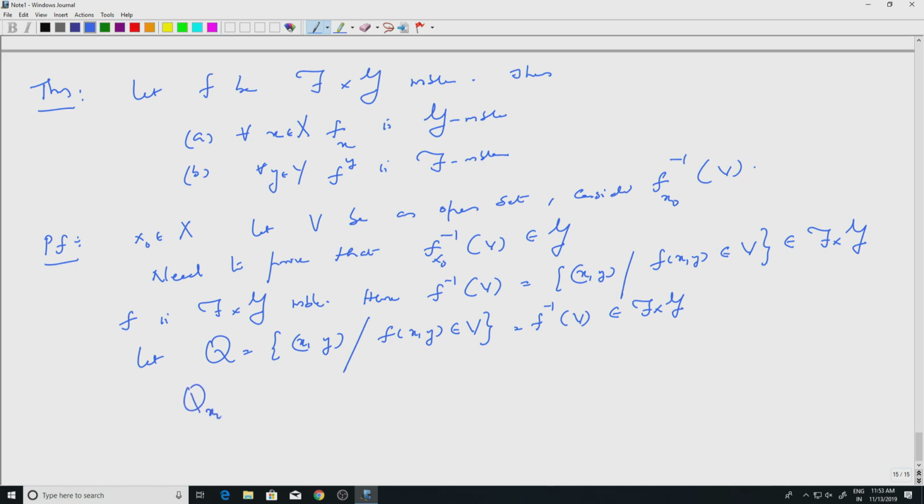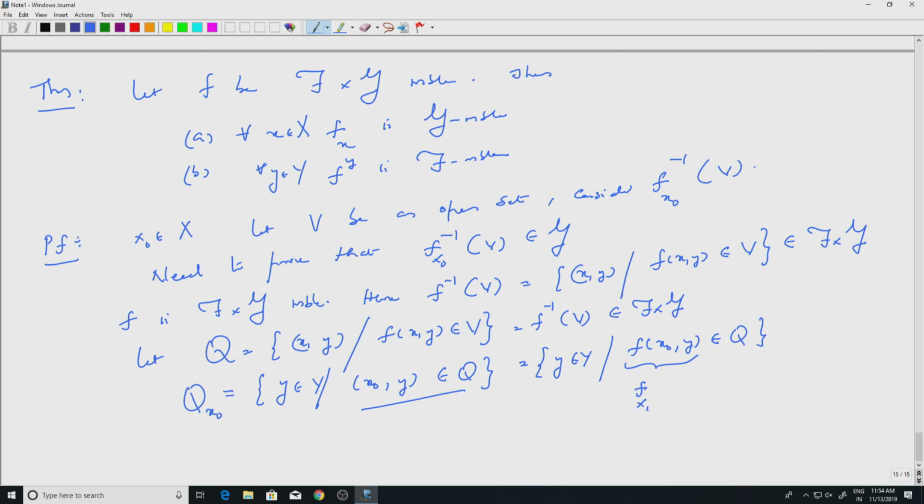Now let us look at the section of this, Q sub x naught. What is Q sub x naught? Well, this is all those y in Y such that (x naught, y) belongs to Q, which is the same as all those y in Y. When is (x naught, y) in Q? Well, that is the same as saying f of (x naught, y) is in V. Well, what is f of (x naught, y)? This is f sub x naught at y.